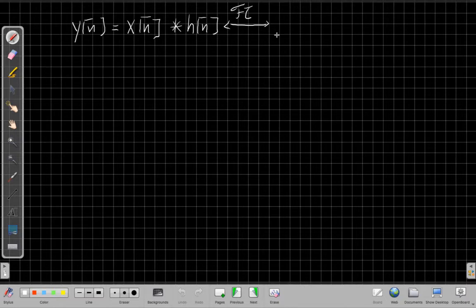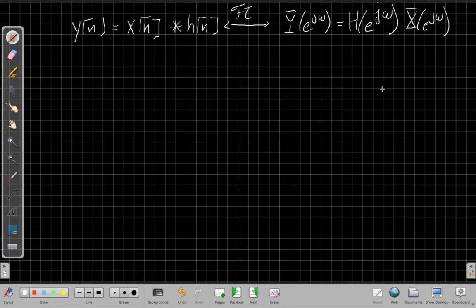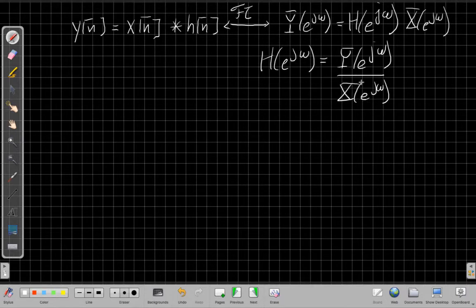Because the first property we'll use is, well, I know if this is an LTI system, it has some impulse response. I don't know what it is yet, but I do know that to find the output, I convolve the input with that, right? So Fourier transform properties tell me that the output Fourier transform is the frequency response times X of e to the j omega. So if I want to find H of e to the j omega, I need to find a way to get Y of e to the j omega divided by X of e to the j omega.